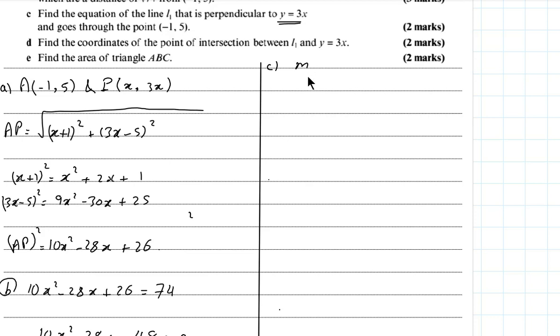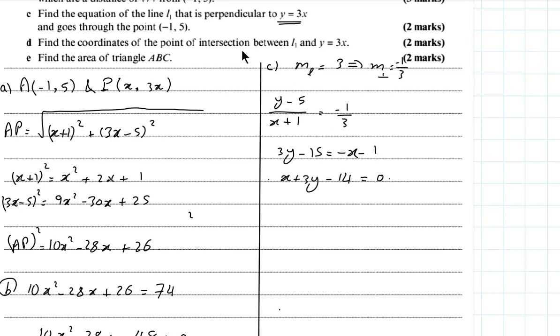through the point (negative 1, 5). To answer part C, the gradient of the given line is 3, so the gradient of the perpendicular line is negative 1 over 3. And then (y minus y1, which is 5) over (x minus x1, which is x plus 1) is equal to negative 1 over 3. By cross multiplication, we have 3y minus 15 equals minus x minus 1, or we can arrange it to be x plus 3y minus 15 plus 1, which is minus 14, equals 0.